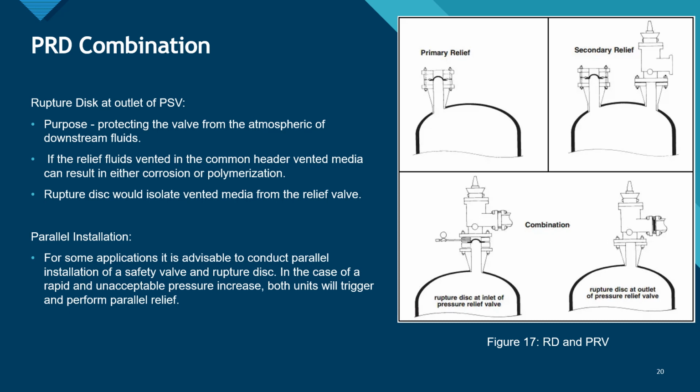In parallel installation, for some applications it is advisable to conduct parallel installation of a safety valve and a rupture disc. In the case of a rapid and unacceptable pressure increase, both units will trigger and perform parallel relief.